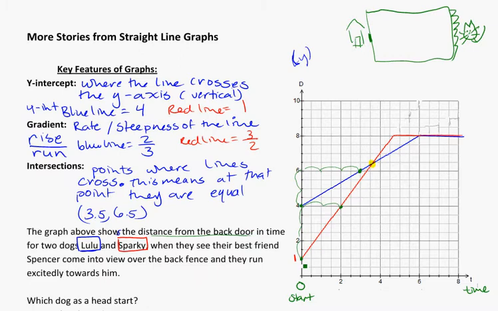So this is saying, here's my back door. Which dog is closer to the fence to start with, or which dog is actually further from the back door to start with? We see that Sparky is a distance of 1 meter from the back door. So Sparky is actually going to be fairly close to the back door. And Lulu is actually a distance of 4 meters from the back door, so Lulu's already kind of in the middle of the yard. So looking at that again, which dog actually has the head start here? We could say that it's Lulu. She's further away from the back door, so she's closer to the back fence. She's got the head start towards Spencer.